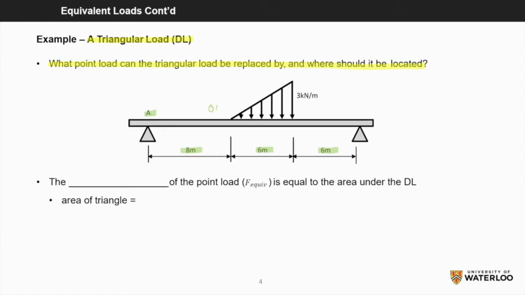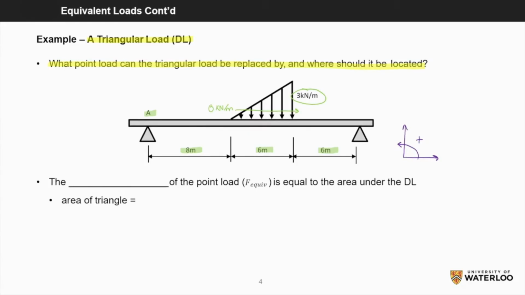It is shown that the DL has a downwards force of 0 to 3 kilonewtons per meter along the 6-meter length from left to right. Also, recall the coordinate system with positive forces acting upwards and to the right, and positive moments rotating counterclockwise.